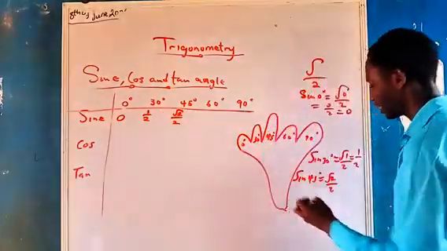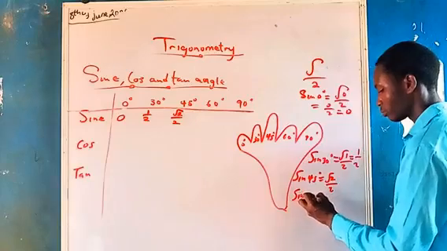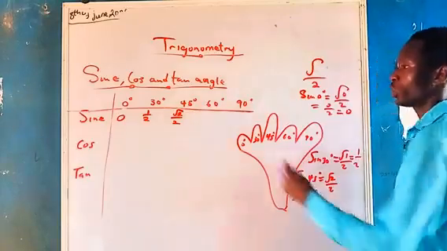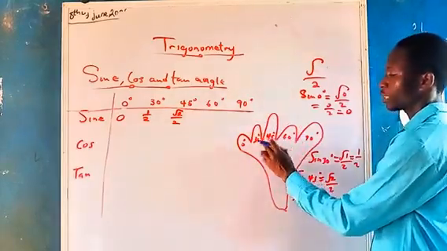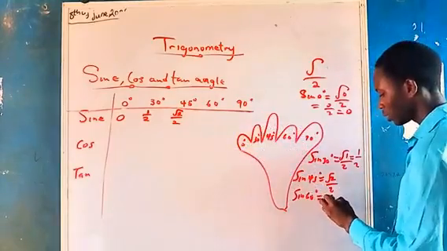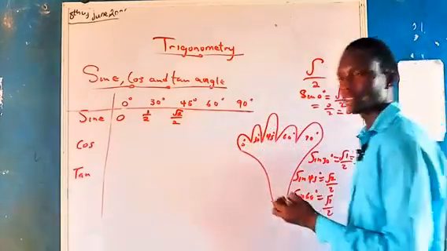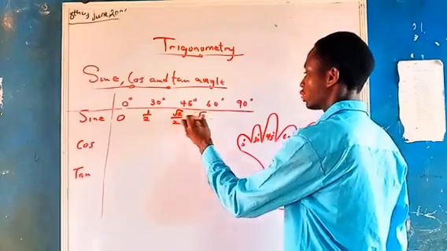Okay? What about 60? Sine 60 degrees equals, you pick this now, you count to the left: 1, 2, 3. That's root of 3 over 2. And I'm going to leave this in that form again, root of 3 over 2.